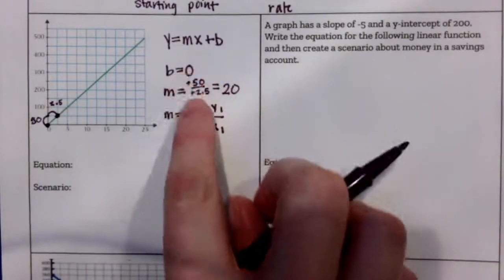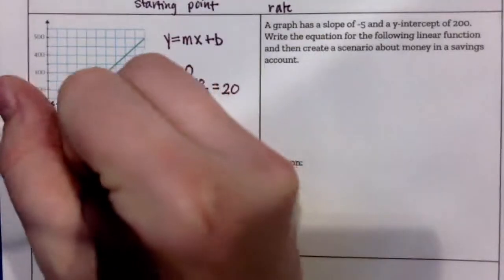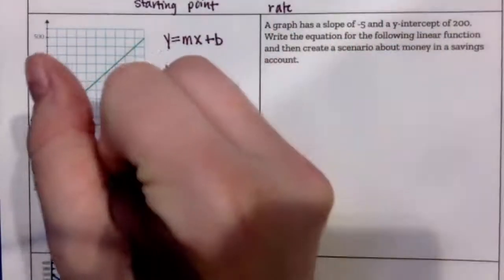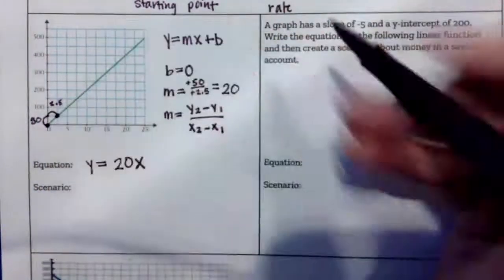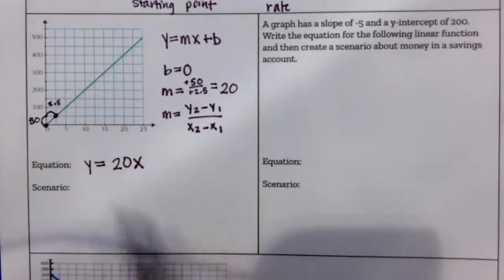And so the m and the b is all we need to write our y equals mx plus b equation. So I have y equals, my m is 20, x, and then my b is 0, so I don't even need to add it. This is my whole equation.